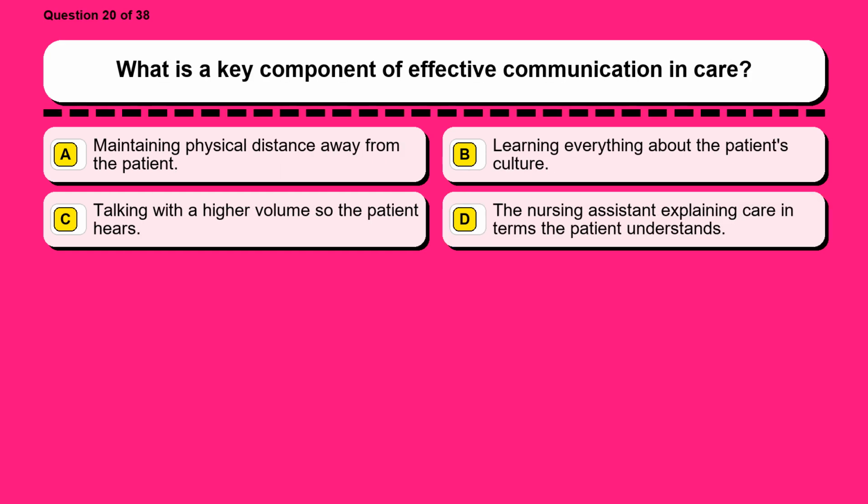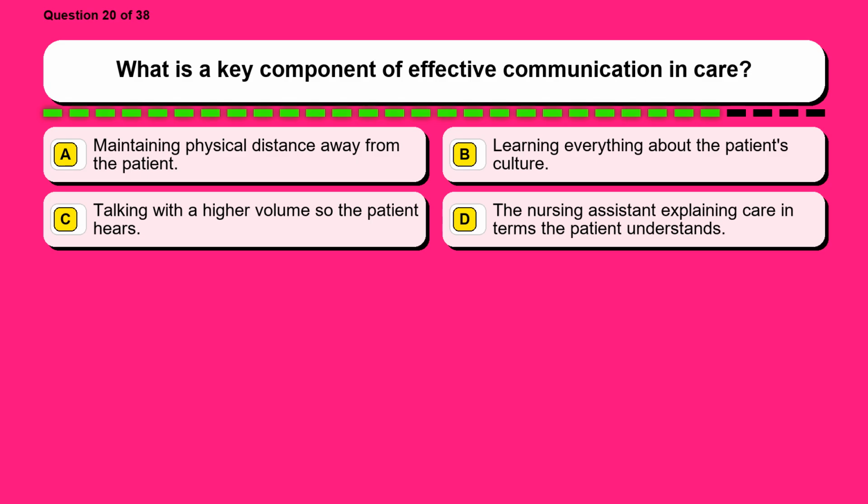Question 20. What is a key component of effective communication in care? Option A. Maintaining physical distance away from the patient. Option B. Learning everything about the patient's culture. Option C. Talking with a higher volume so the patient hears. Option D. The nursing assistant explaining care in terms the patient understands.